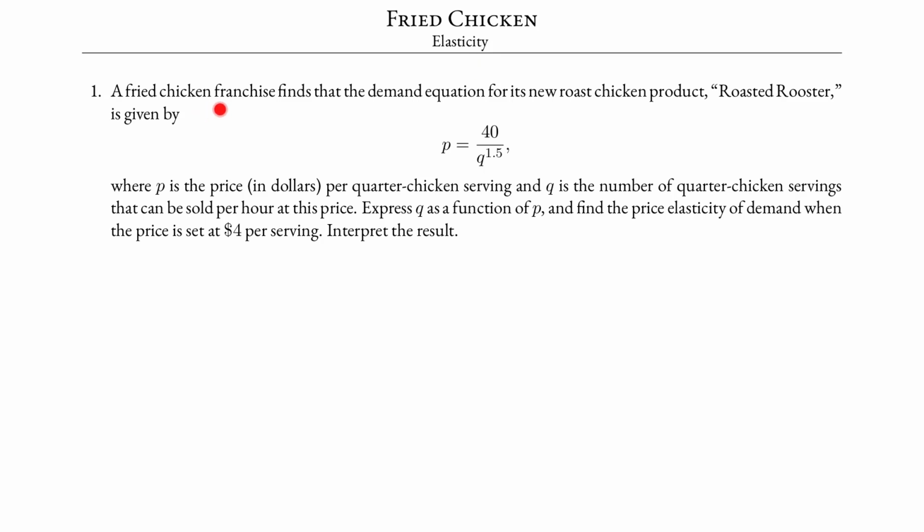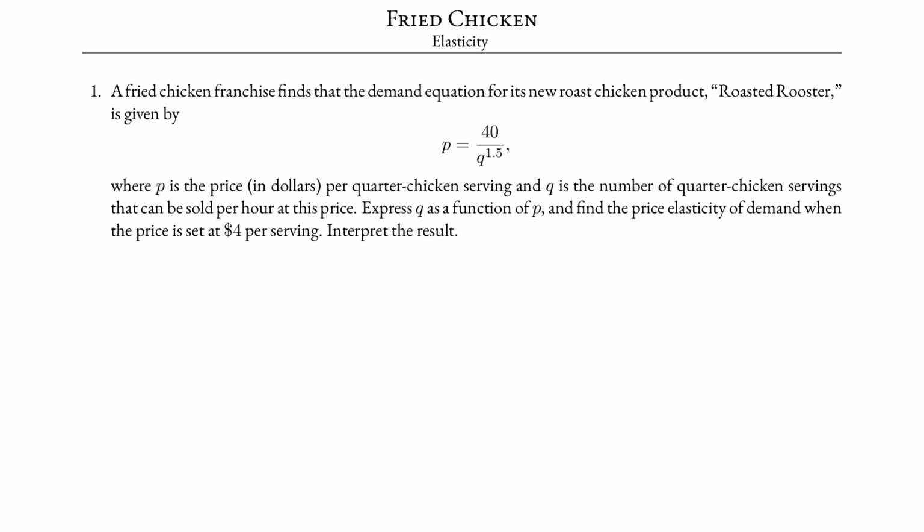Elasticity. A fried chicken franchise finds that the demand equation for its new roast chicken product, roaster, is given by the formula P equals 40 divided by Q raised to the power 1.5, where P is the price in dollars per quarter chicken servings, and Q is the number of quarter chicken servings that can be sold per hour at that price. Express Q as a function of P and find the price elasticity of demand when the price is set at $4 per serving.